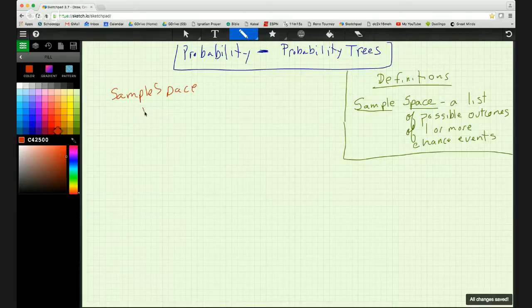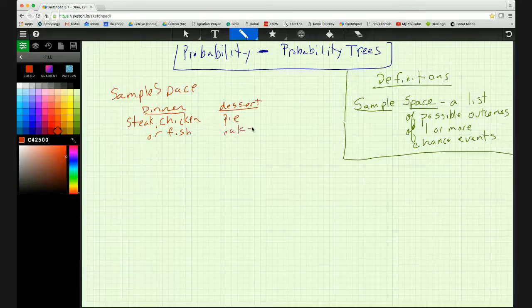So if for dinner, I can eat steak, chicken, or fish. That's my choice. I go to a restaurant and I can have steak, chicken, or fish. Those are the 3 things on the menu. And they have 2 things on the dessert menu. And what they have here is they have pie and cake. It's kind of a limited restaurant, but you'll see what I mean. We'll see how to do this.